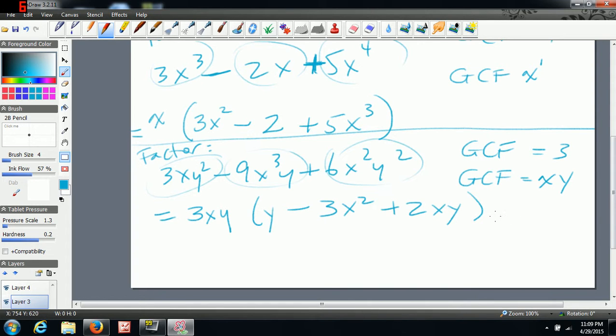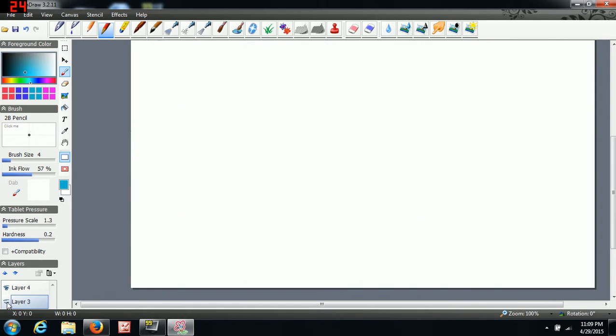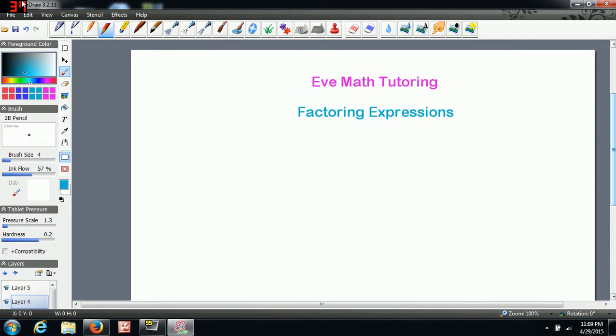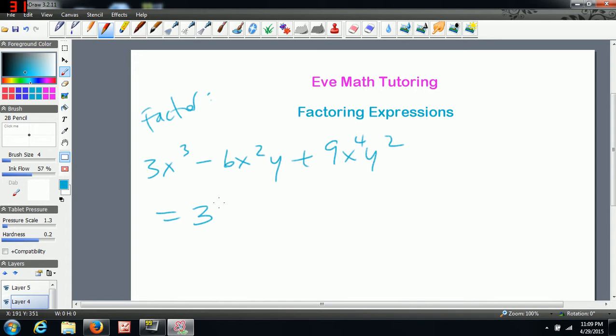So we can do a few more. The opposite of multiplying is factoring, so let's try some more examples. Say you're asked to factor 3x cubed minus 6x squared y plus 9x to the 4 y squared. In this case, the biggest thing you can factor out is 3, and the highest power for the x's that divides into all three would be x to the 2.